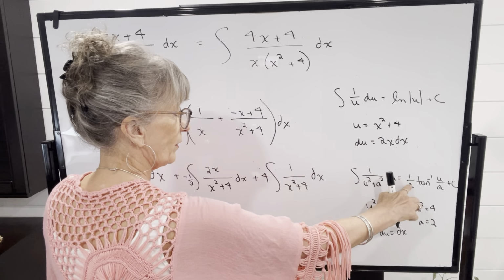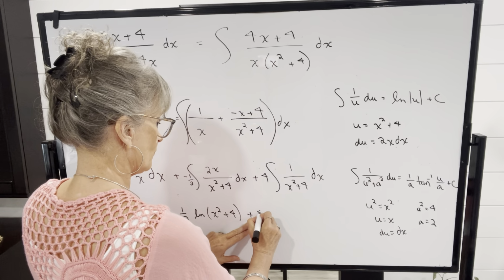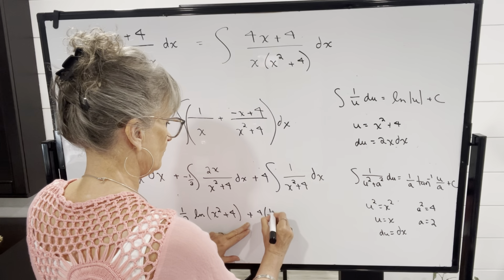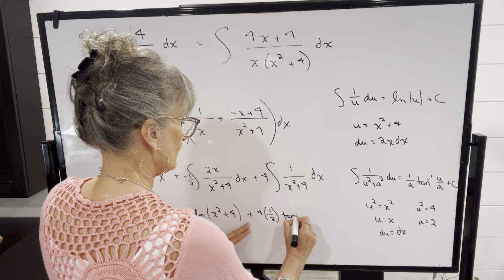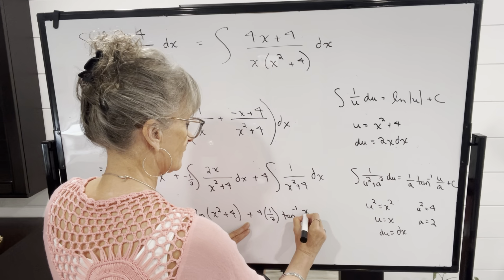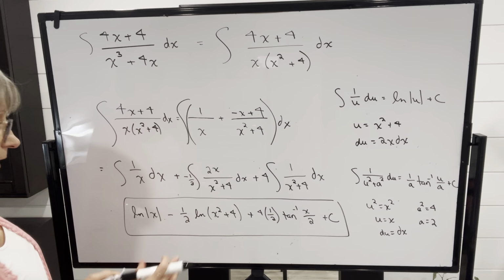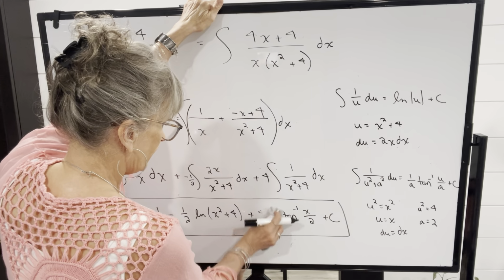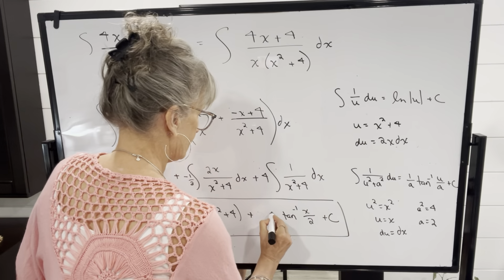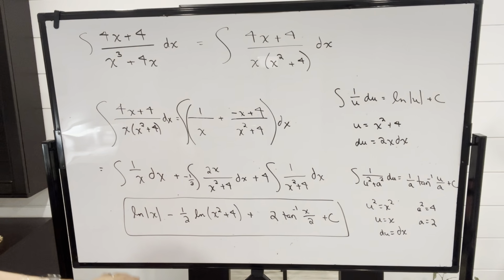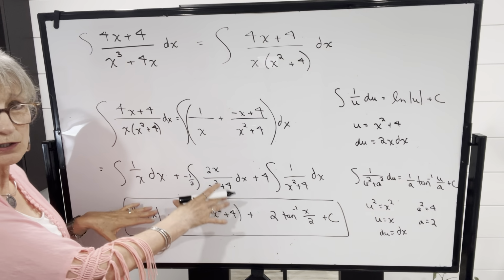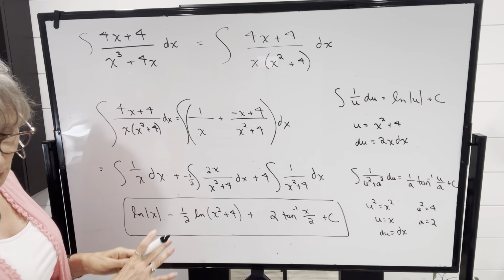Our integral will be 1 over a, don't forget about this 4, so 4 times 1 over a, 1 over 2, times the inverse tan of u, which is x, over a, which is 2. I would probably clean up 4 times 1/2, write that as 2, and then I would probably combine my two log terms using my properties of logs, and I'll show you what that would look like.